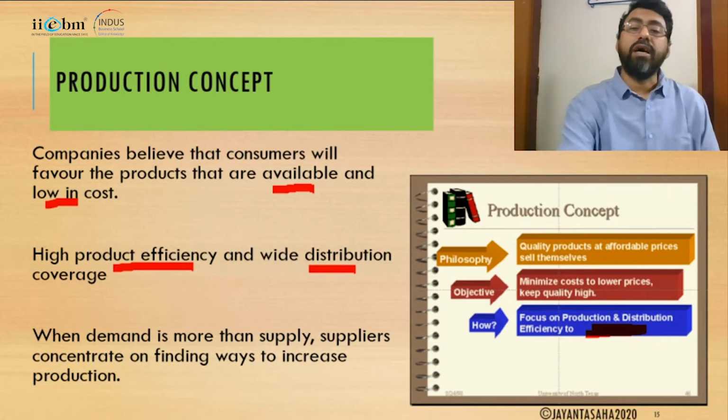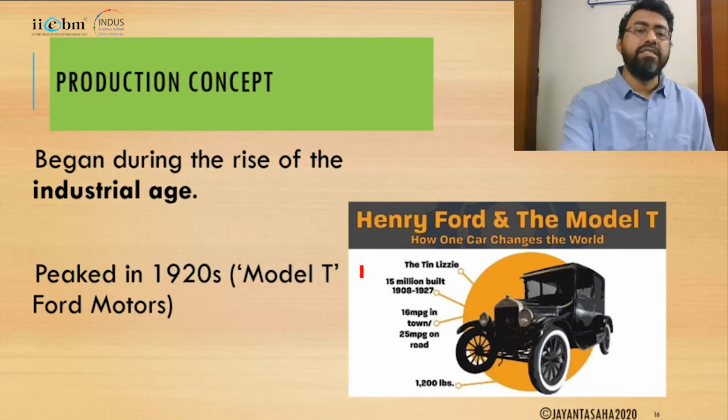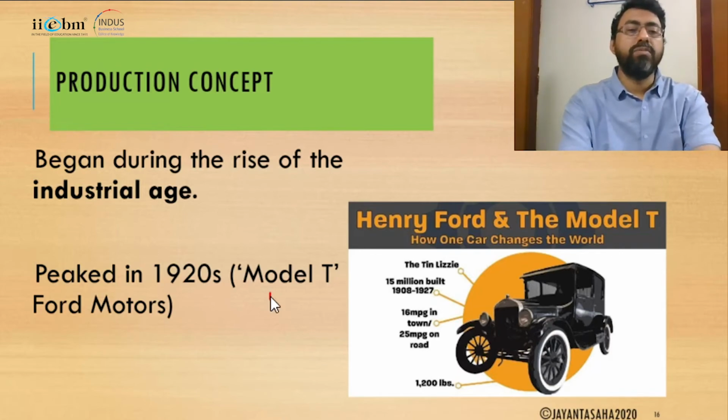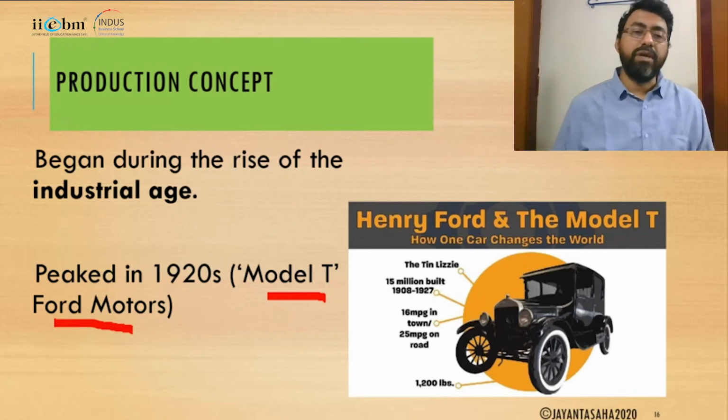The production concept, as we have discussed earlier, is prevalent when it's a seller's market. It began during the rise of the industrial age. The famous example is the Model T. Model T was a particular model of car which Henry Ford was very proud of, and it used to be produced only in one color. Because if you have too many colors, then the production efficiencies will not be available and the cost of production will increase. So the famous statement that Henry Ford used to say was, take any car as long as it is black.